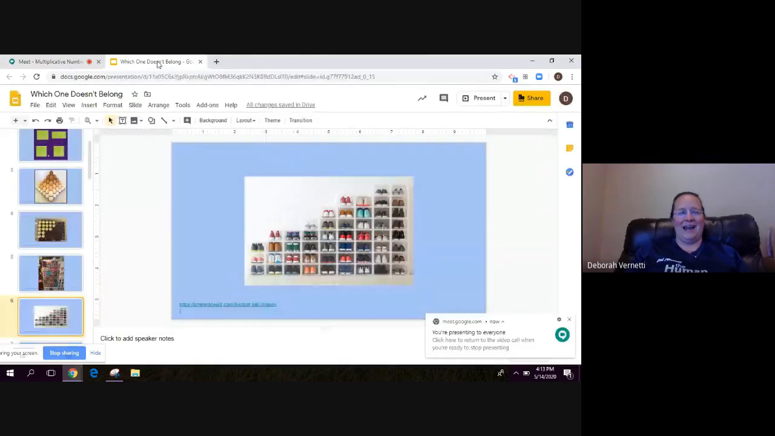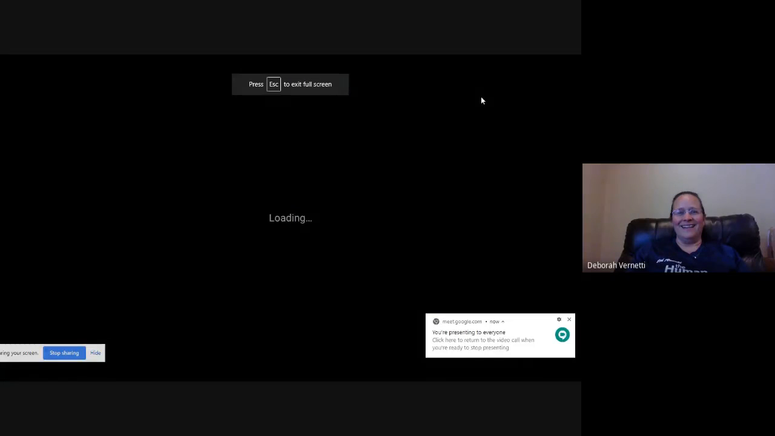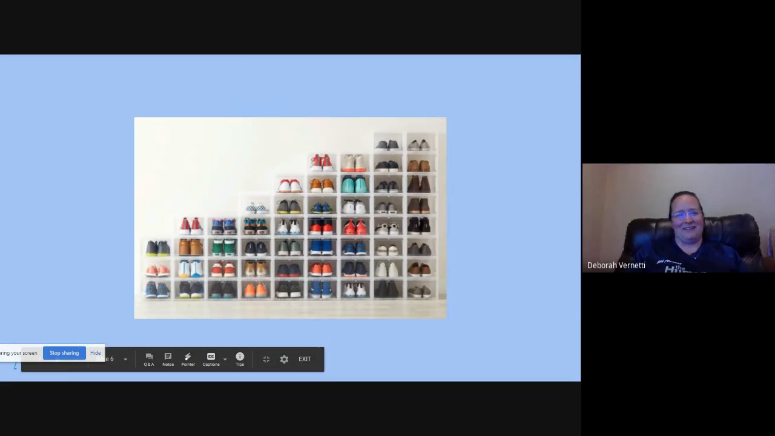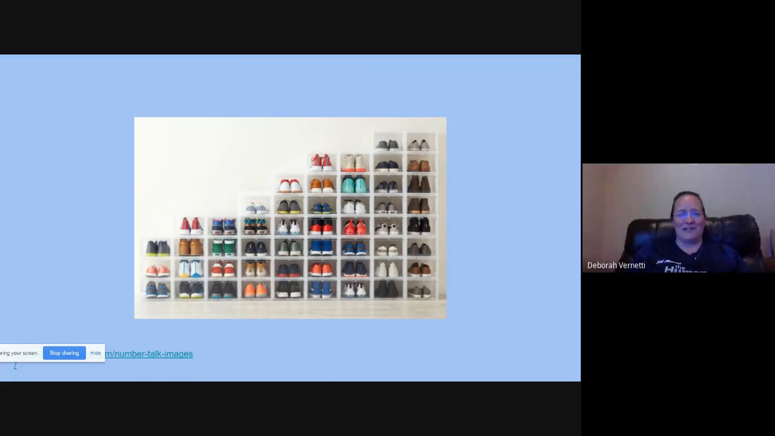Today, we're going to be looking at a picture of shoes, everybody's favorite item to have in your house. Does anybody have shoes like this lined up in your house? I hope not. Talk to me about what you see. What do you notice?